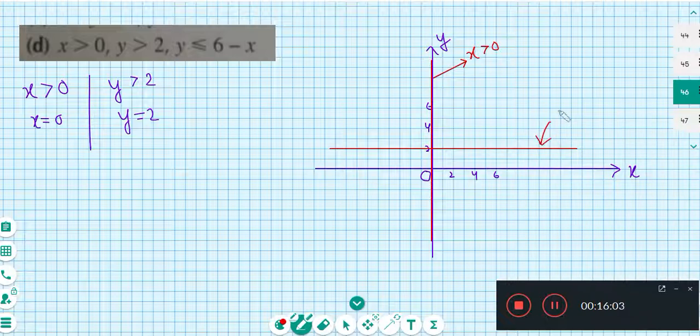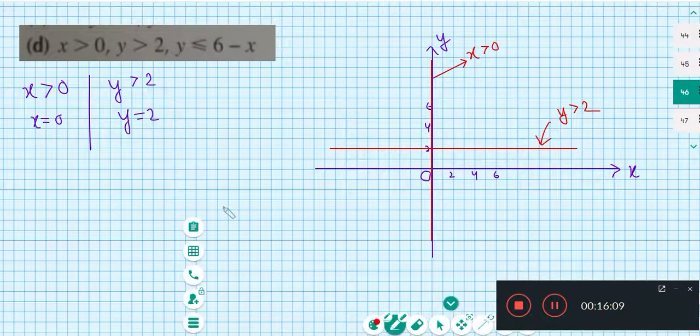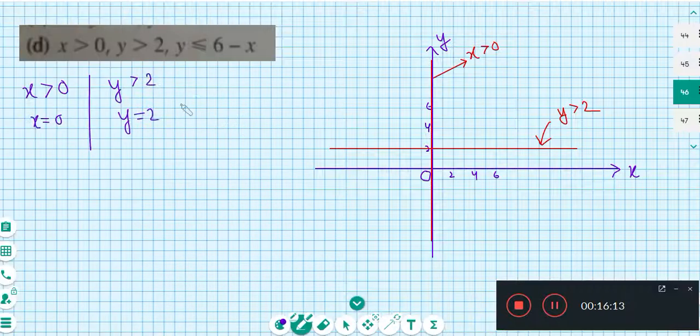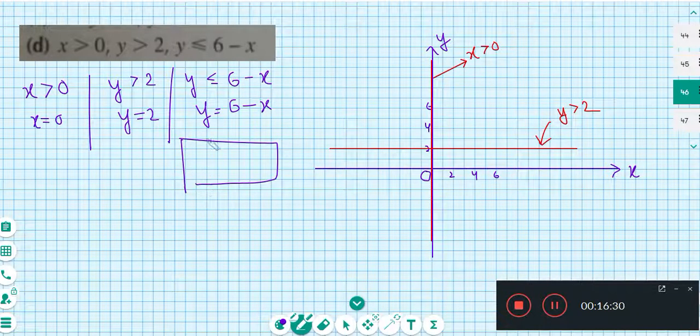First of all, with this color, x greater than 0: you know that this region is here, first and fourth quadrant, where x is greater than 0, towards the right side of the line. This region is x is greater than 0.